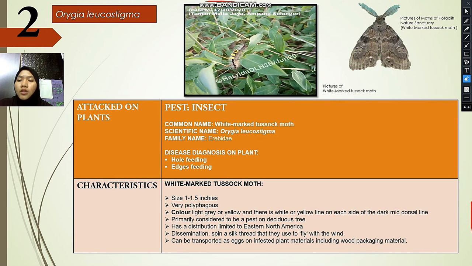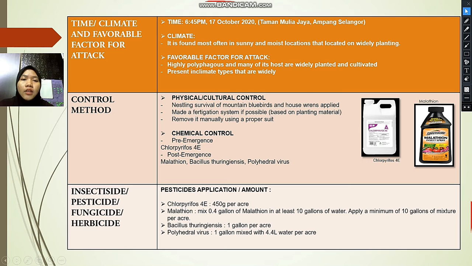So I found this pest at my residential area at 6:45 p.m. on 17 October 2020, Taman Mula Jaya, Ampang, Selangor. For the climate, I found it most often sunny and in most locations that are widely planted. For the favorable factors here, it's very polyphagous and many of its hosts are widely planted and cultivated. It's present in climate types widely.